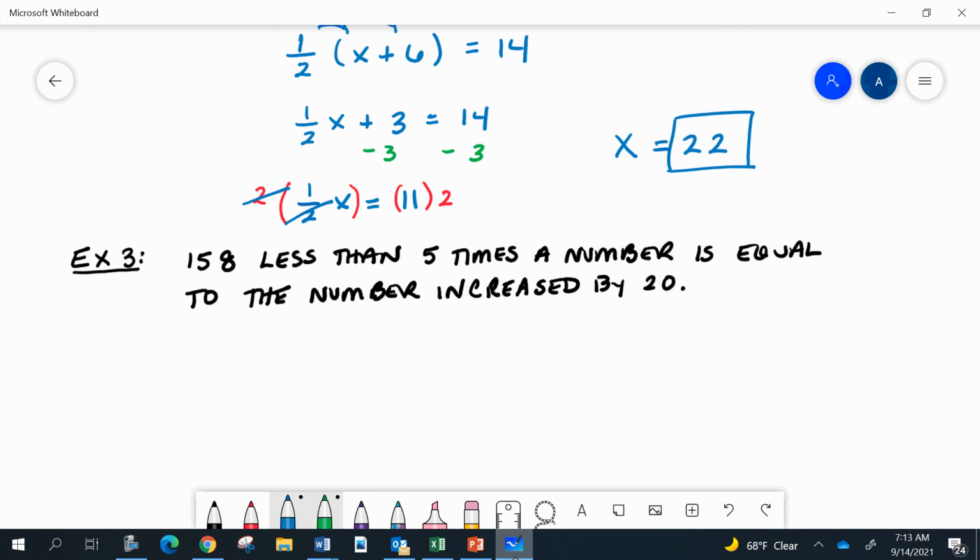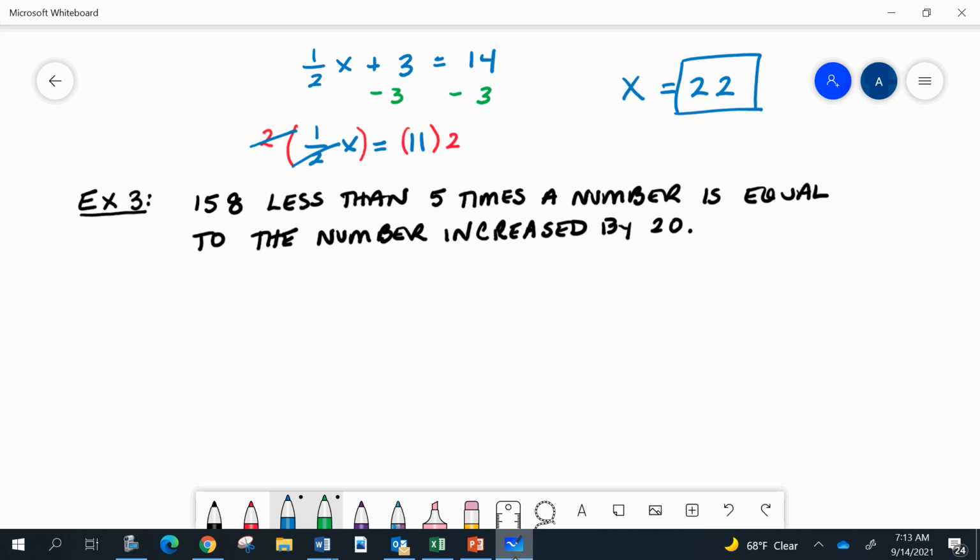So here's the last problem that we're going to do. Let's do something a little bit more complicated. And so, again, this example says 158 less than 5 times the number is equal to the number increased by 20. And the point of what we're doing is we're going to find the number. So go ahead and hit the pause key, write this down, and then hit play when you're ready.